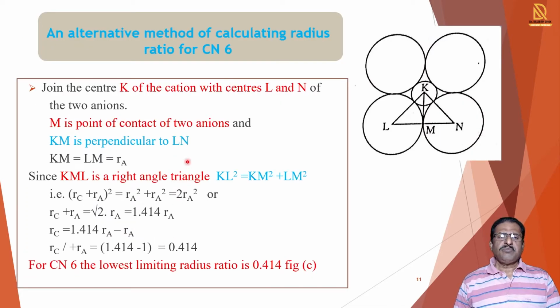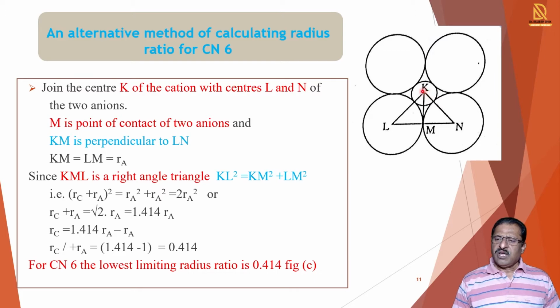Now we see one of the alternative methods of calculating the radius ratio for coordination number 6. Here you see this diagram. Here we have shown the cation. These are the anions, and when these cations and anions are attached to each other, we get the radius.